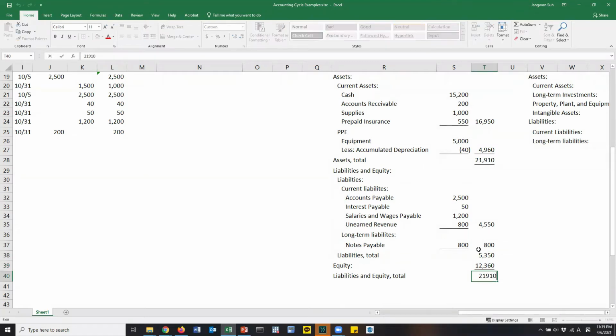So your equity plus liability total should be... something's off. What's off? So we summed up the two figures, and equity 12,360. So your liability and equity total is liabilities total plus equity total. So 710.